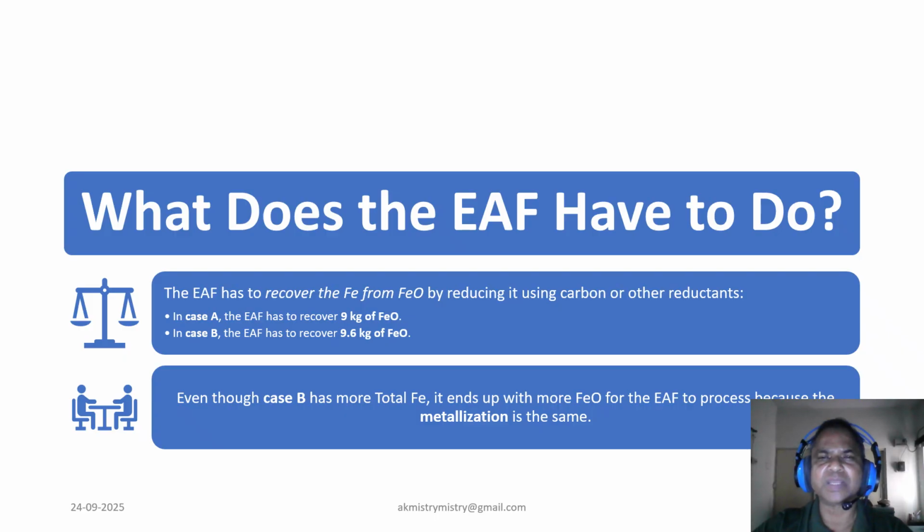So, a major consequence of high FeO in the DRI is an increased demand for reductant in the EAF, as we have already discussed. This is because the FeO must be reduced to metallic Fe, a process that requires a carbon source like coke or graphite. The chemical reaction for that is FeO plus C gives Fe plus CO. So the consequence is that more carbon is consumed, which increases the operational cost, and higher carbon use leads to increased carbon monoxide and carbon dioxide emissions, reducing the sustainability of the steel production.